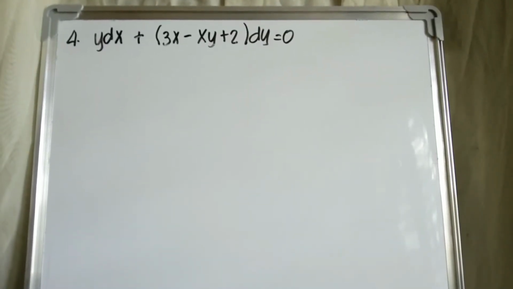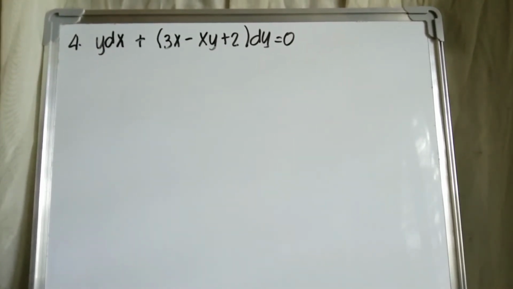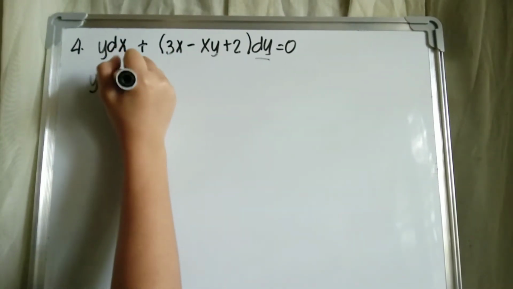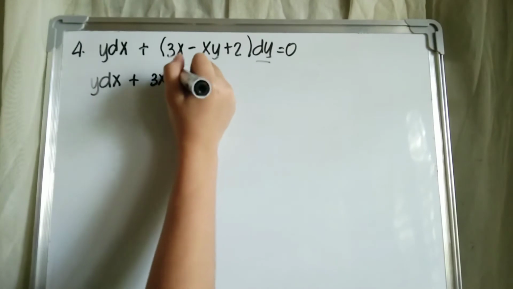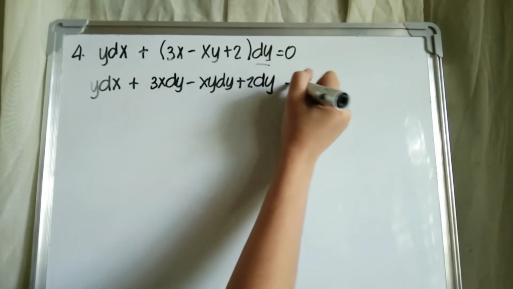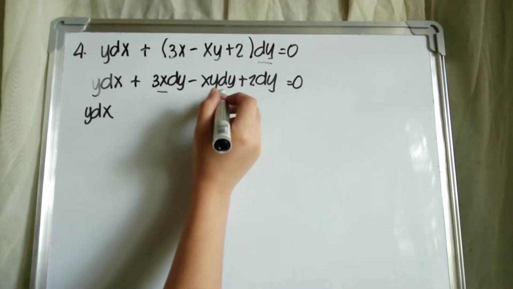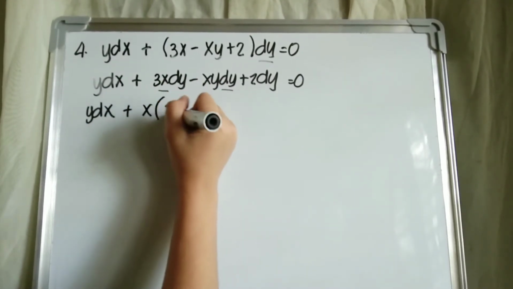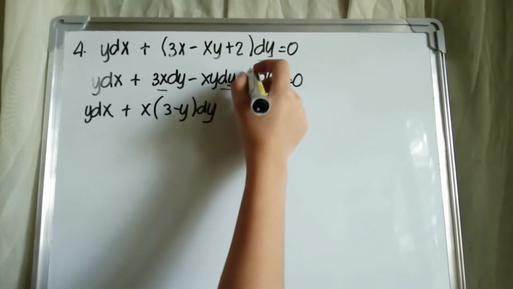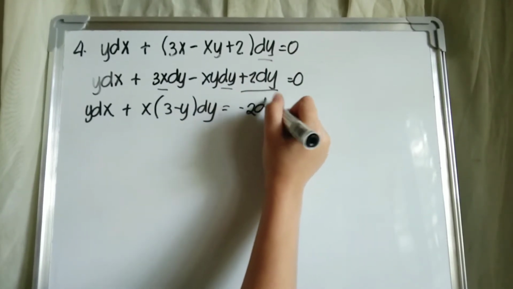So we are now down to our last example: y dx plus 3x minus xy plus 2 dy is equal to 0. So first, let us distribute dy to our inner term. This will become y dx plus 3x dy minus xy dy plus 2 dy is equal to 0. This will become y dx, and then let us factor out x and dy. This will become x times 3 minus y times dy, and then we transpose 2 dy to the right side. This will become negative 2 dy.